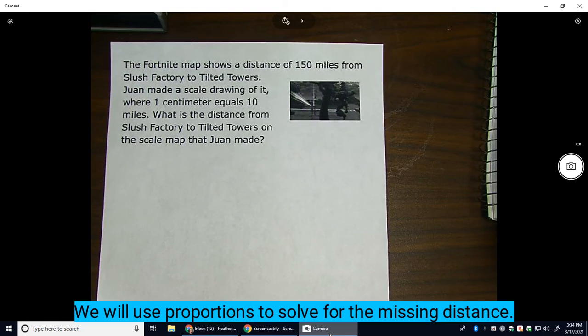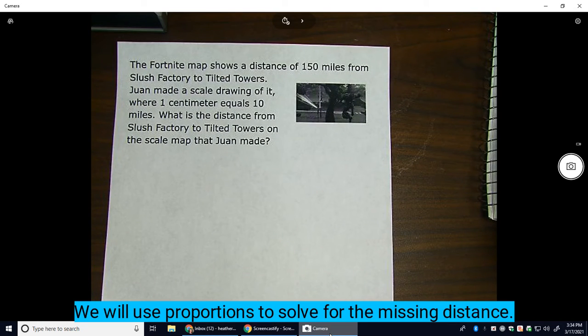Now we're going to do the Fortnite map. It shows a distance of 150 miles from Slushy Factory to Tilted Towers. Juan made a scale drawing of it, where 1 centimeter equals 10 miles. What is the distance from Slushy Factory to Tilted Towers on the scale map that Juan made?